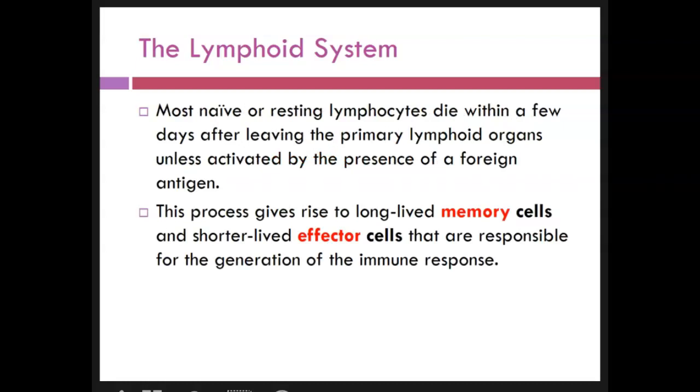So we call them naive or resting lymphocytes, just hanging out with nothing to do. Within a few days after they leave the primary lymphoid organs, unless they are activated by the presence of a foreign antigen, they die. I like to think of this as they have nothing to do, and so they die of boredom. However, this process gives rise to long-lived memory cells and shorter-lived effector cells that are responsible for the generation of the immune response.